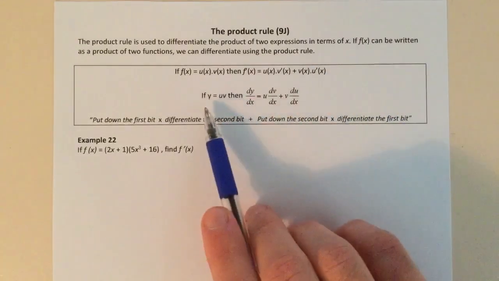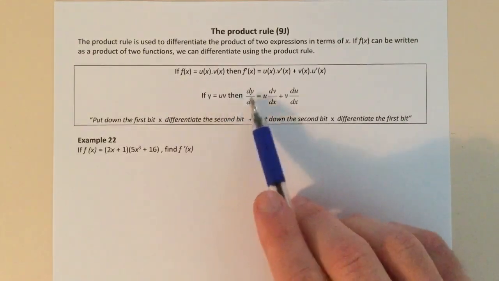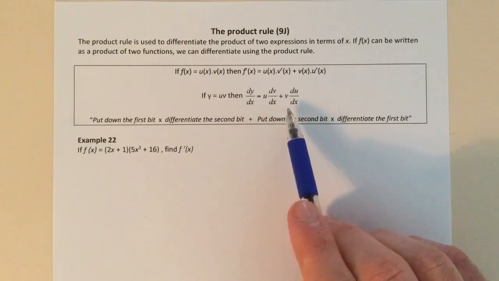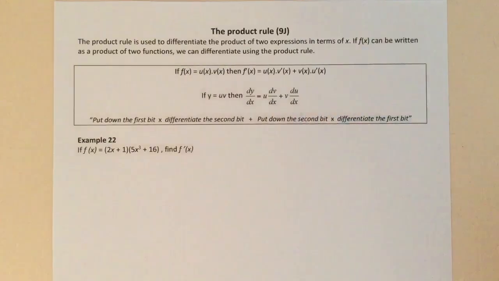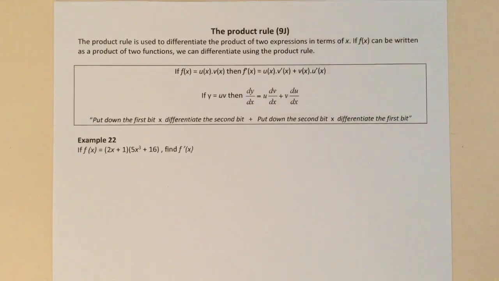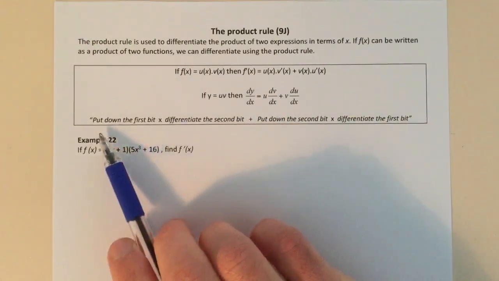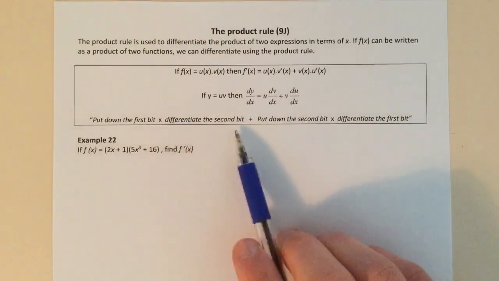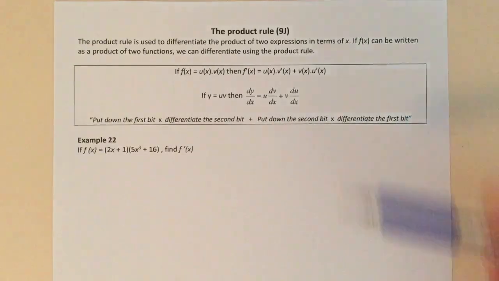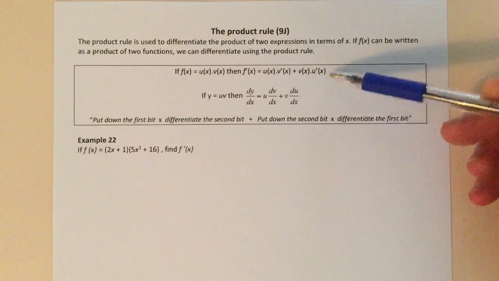If we use some slightly different notation, if y was equal to u times v, then dy dx would be equal to u times dv dx plus v times du dx. I actually think the product rule, as helpful as these formulas are, is best remembered in words. At least that's how I've always done it. The derivative is: you write down the first bit times the derivative of the second bit, plus you write down the second bit times the derivative of the first bit. And that's basically an informal way of remembering what these two formal equations are telling you.